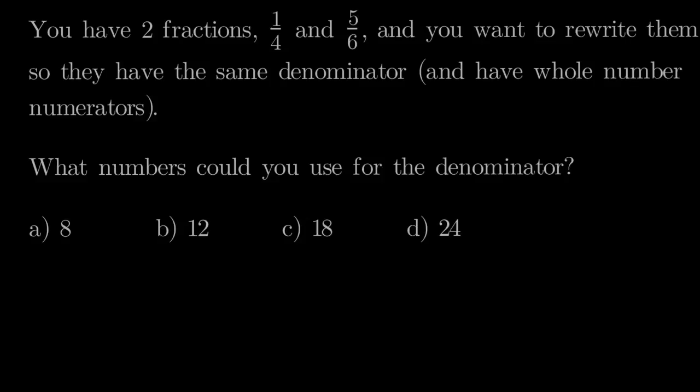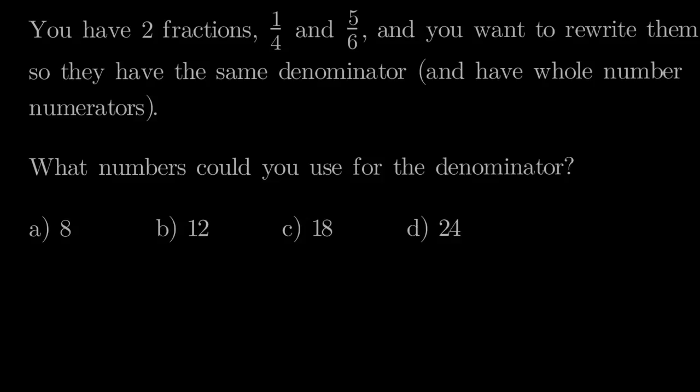And can we just pick any new thing, like maybe 5? Could we say, let's change them both to have 5 as the denominator? The answer is no. We have to pick a multiple of 4 and 6. A multiple, some number that we can multiply 4 and get this number as an answer.